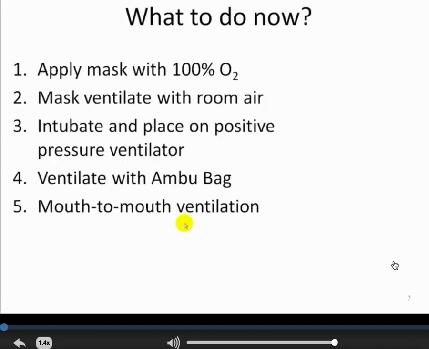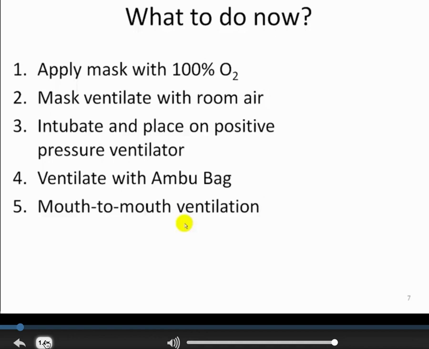So what to do now? Apply a mask with 100% O2. You can mask ventilate with room air. You can intubate at this point, place the endotracheal tube, and hook the patient up to a positive pressure ventilator. You can ventilate the patient with an ambu bag, or you can do mouth-to-mouth ventilation. At this point, again, if you want to pause, think about what you might do, and then start playing again. So really, as it turns out, options 2, 3, 4, and 5 would all be appropriate.